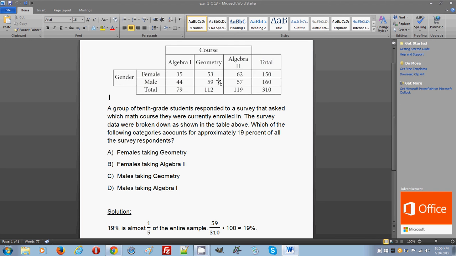Because as we discussed, 59 is just a little bit less than 62. So 59 out of 310 will be about 19%. So what do we do? We divide that 59 over 310 and then multiply it by 100, and that gives us about 19%. Okay?